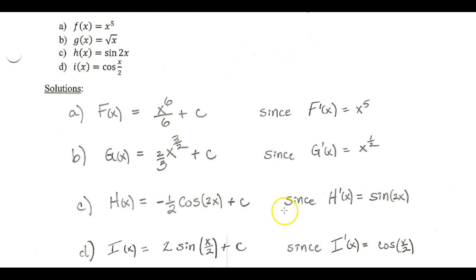Add your plus c. And then if I take its derivative to check, the derivative of cosine is minus sine, so minus a minus sine of 2x times the derivative of 2x, which is 2. That makes those 2's cancel, and you're good to go.